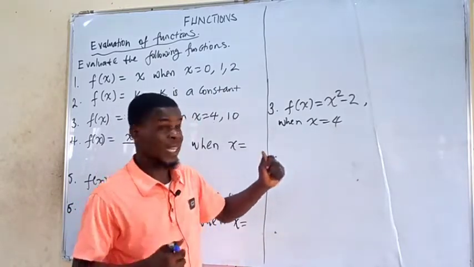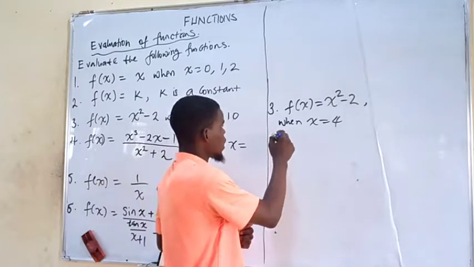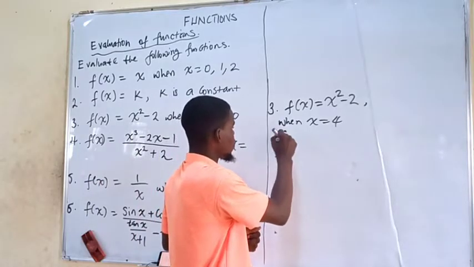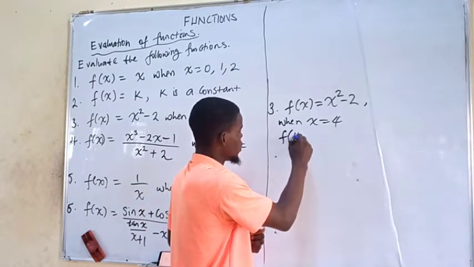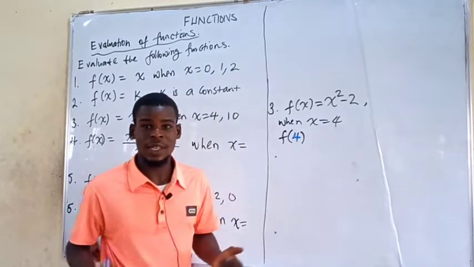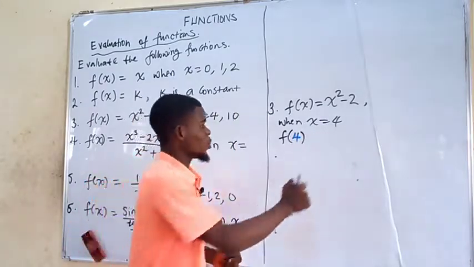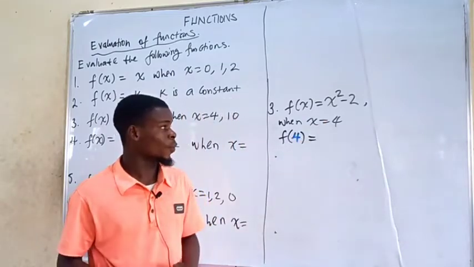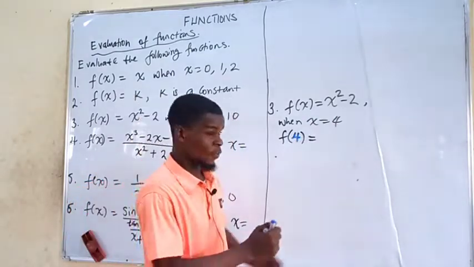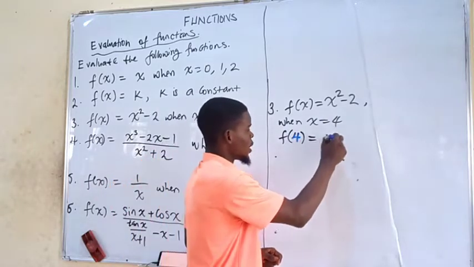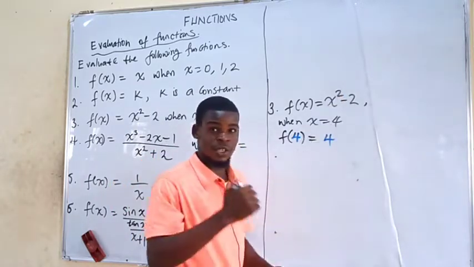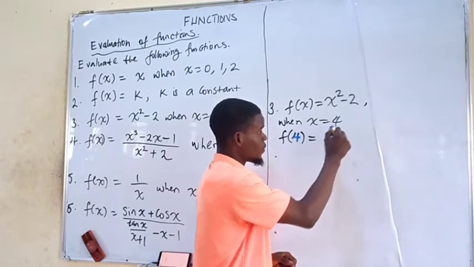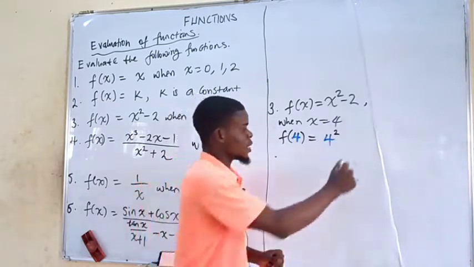In place of x, we can put 4. So in place of x on the left-hand side, we just plug in 4. Very simple. Since we've done that on the left-hand side, we also replace x with 4 on the right-hand side. Remember x has been squared, so you square that 4 and then subtract 2 from it.